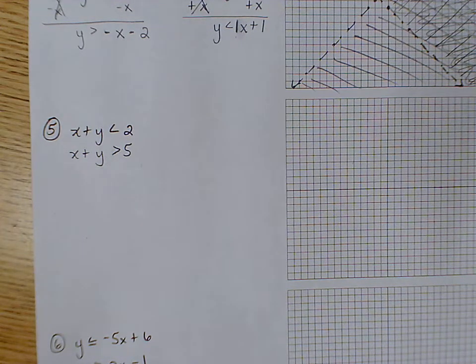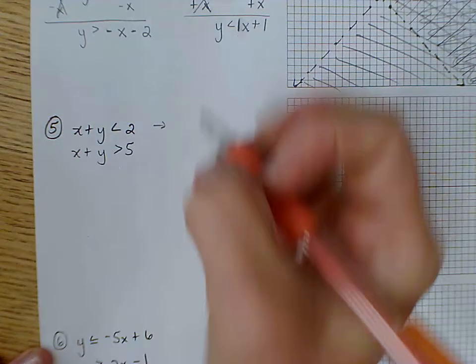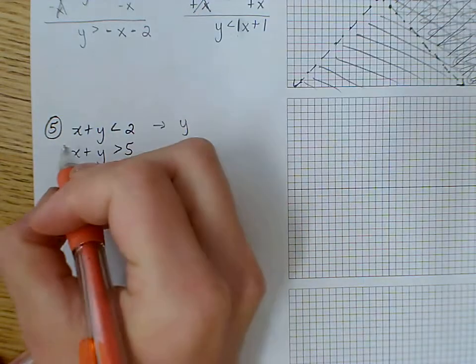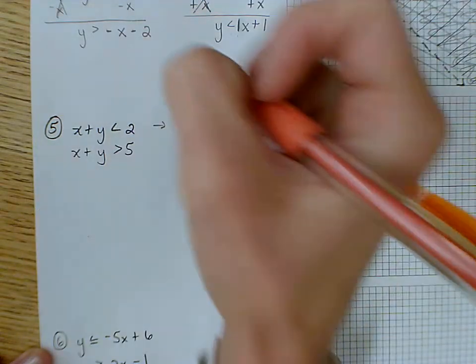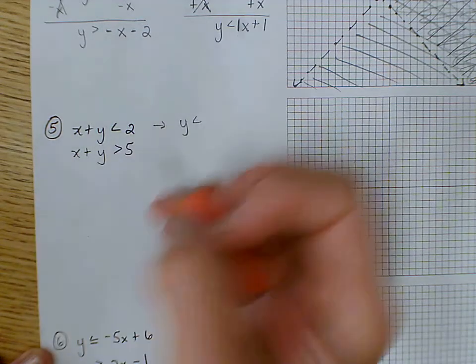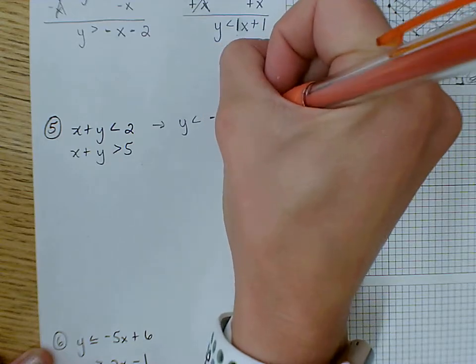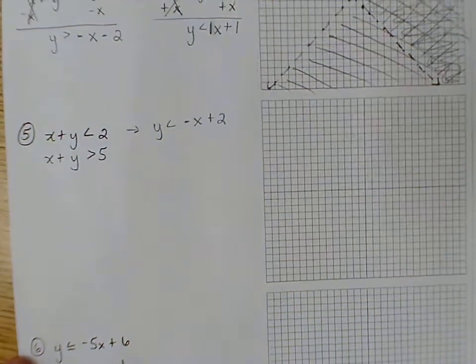I prefer to solve for y, so the first thing that I'm going to do for these is solve for y. Here I'd have to subtract my x, so the y would end up all by itself. I didn't multiply or divide by a negative, so it'd still be less than. And because I'm subtracting x, it would be a negative x on the other side, and then plus 2. So there's that one. Then I'm going to graph it.